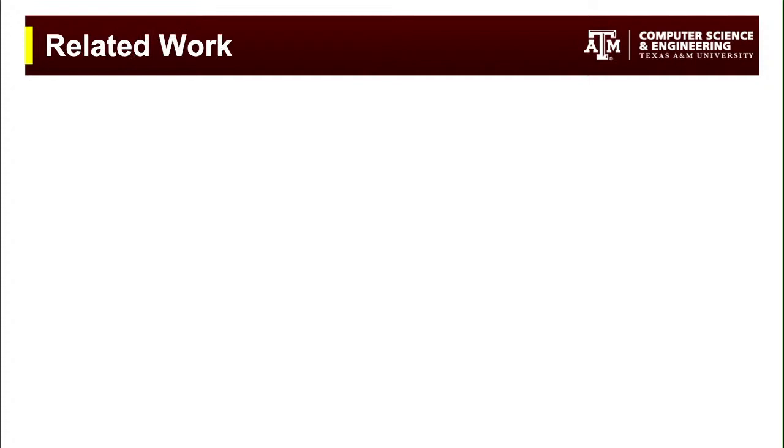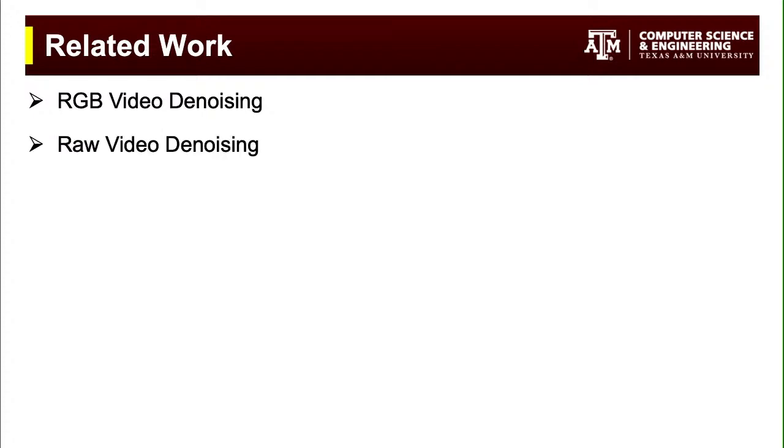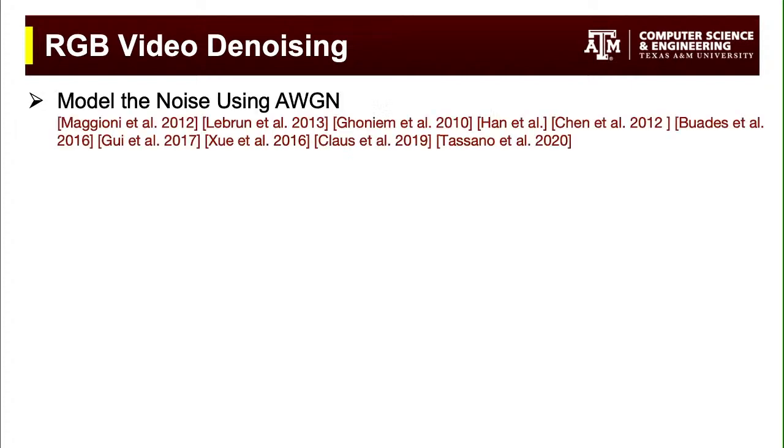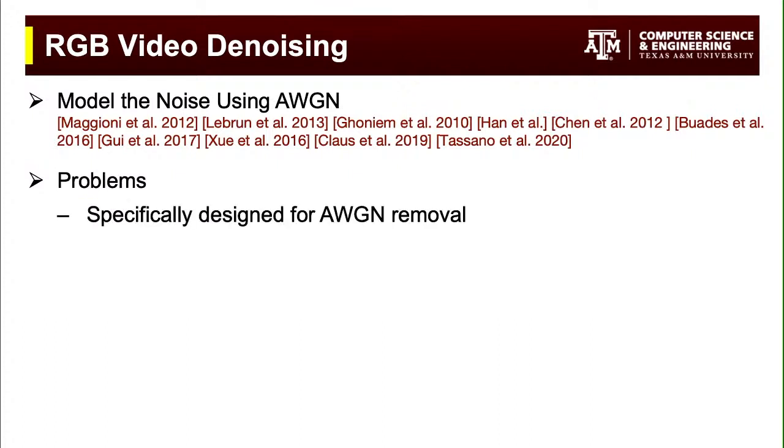There has been a lot of research on video denoising, which I'm going to discuss by categorizing them into 2 classes, RGB video denoising and raw video denoising. A large number of traditional and learning-based approaches have been proposed to denoise videos by modeling the noise using additive white Gaussian noise (AWGN). However, since these approaches are specifically designed to remove AWGN from RGB videos, their performance on real-world videos, which usually have a more complex noise, is suboptimal.